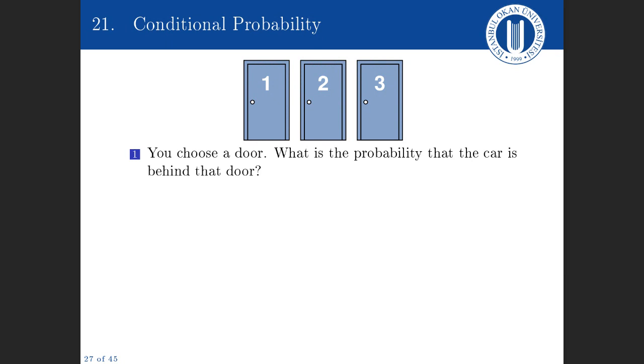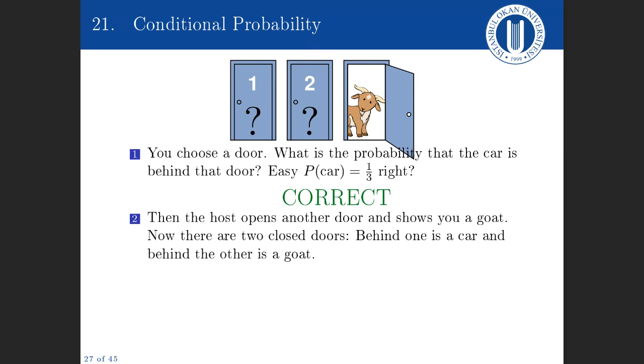You're going to choose a door. What is the probability that the car is behind the door that you choose? Well, that's easy, right? The probability that the car is behind the door that you choose is 1 over 3, because it's 1 car and 3 doors. That's correct. And then what happens is the host opens another door and he shows you that there's a goat behind the other door.